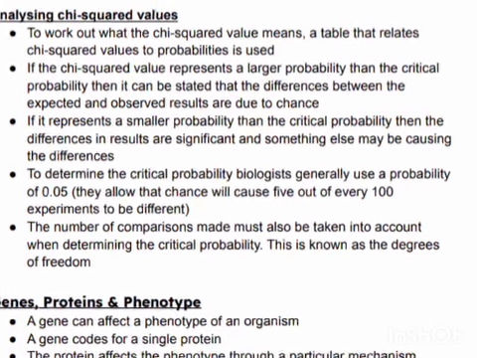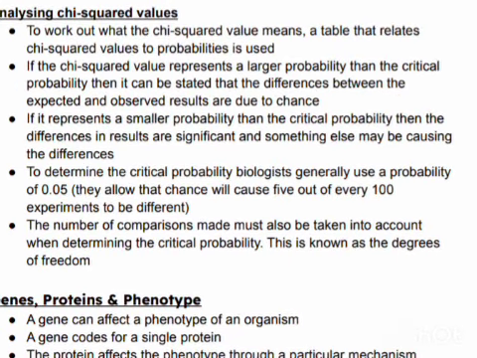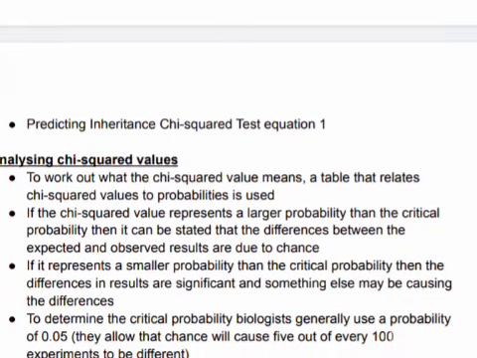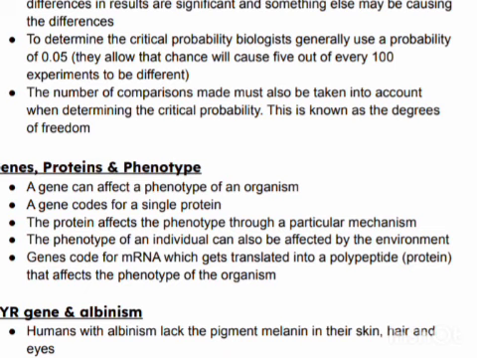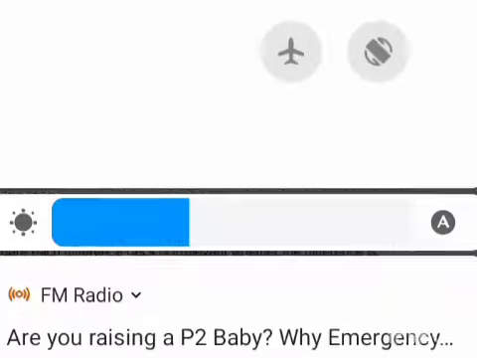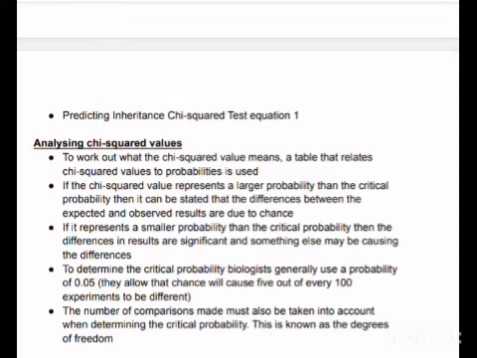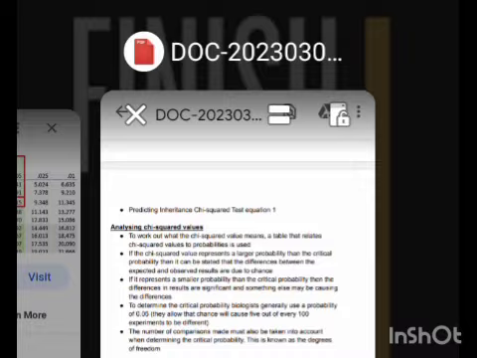I'll just try to search up the chi-square table so that I can explain to you in a better way what I'm trying to say. Alright, so I have searched the table. I'll explain it to you.